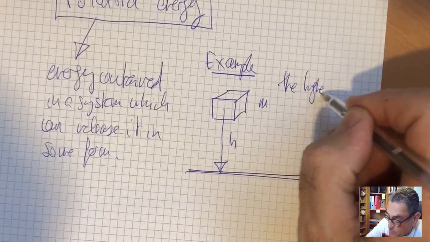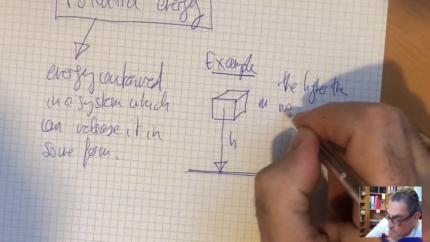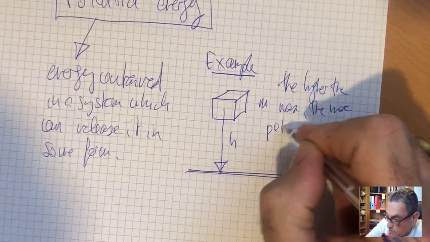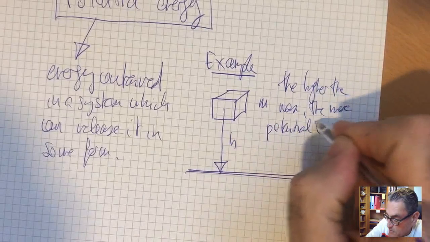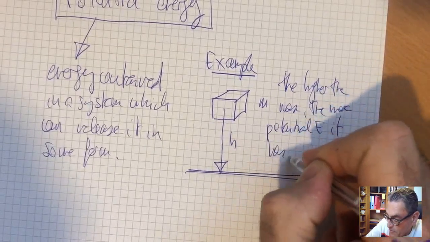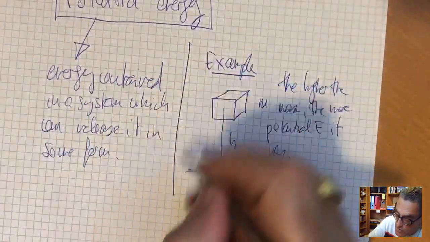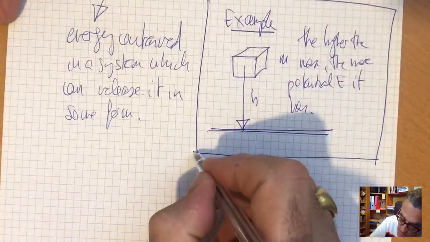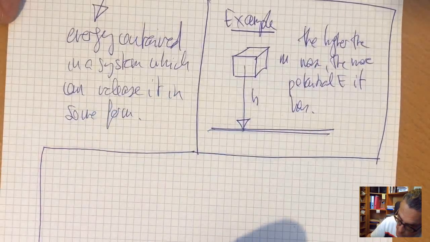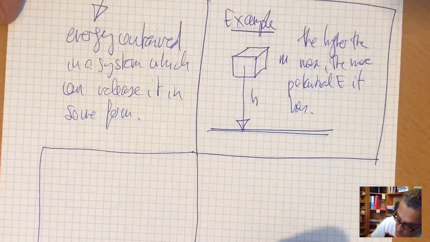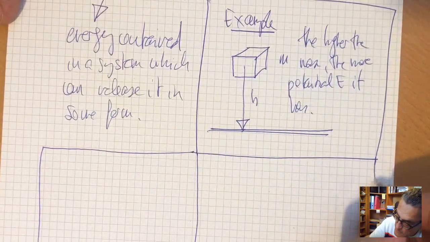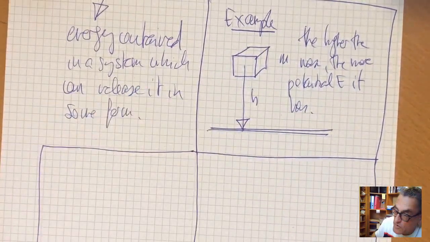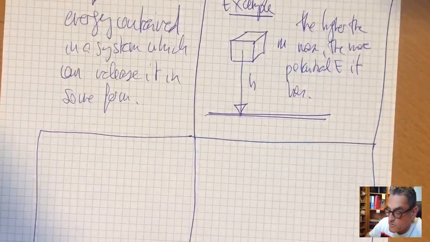The higher the mass, the more potential energy it has. That's one system which has potential energy. Can you guess another system which contains potential energy? No? Okay, I'm going to give you another example. You take a spring.